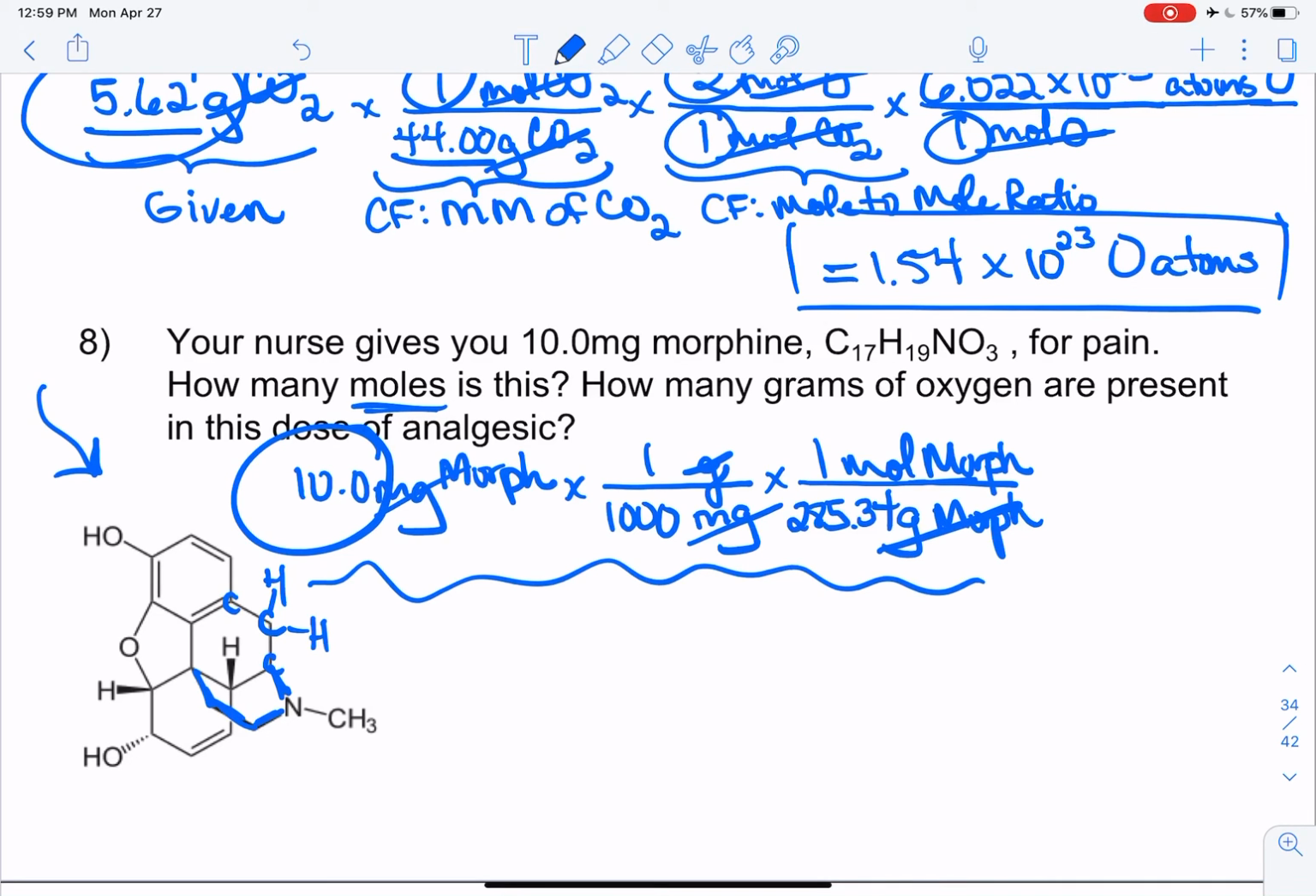Okay, so now we're in moles of morphine, but we want to go to grams of oxygen. And most of us don't know the direct relationship between moles of morphine and grams of oxygen. And we have to think, okay, we're going from one substance to another substance. We're going from morphine to oxygen. So I'm kind of stuck right here, not knowing what to do. Plus, I'm going from one substance to another substance. So ding, ding, ding, ding, ding. What kind of conversion factor should I have? I should have a mole to mole ratio.